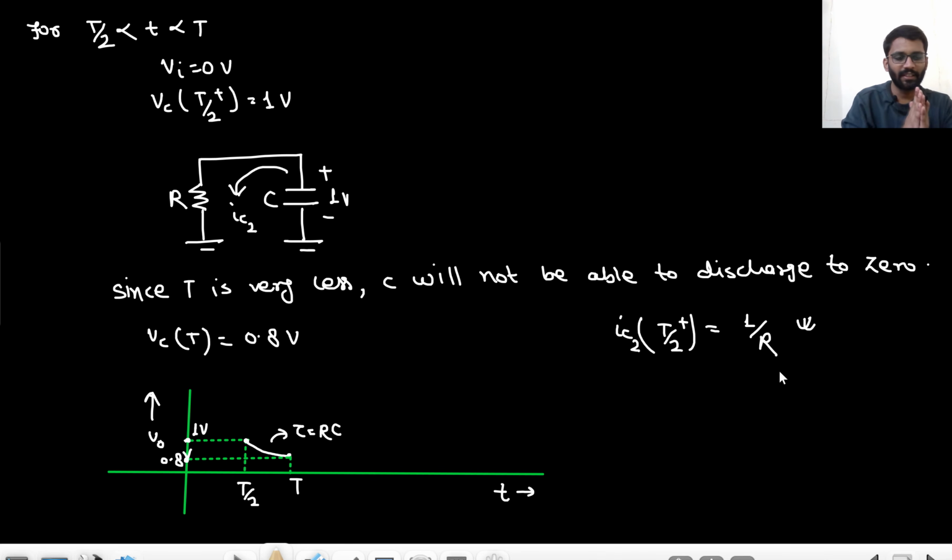So what did we see? First from 0 it was going to 5 volt but could go up to only 1 volt. Then from 1 it was trying to go to 0 but could go up to only 0.8 volt. Now it is having Vc at T as 0.8 volt.